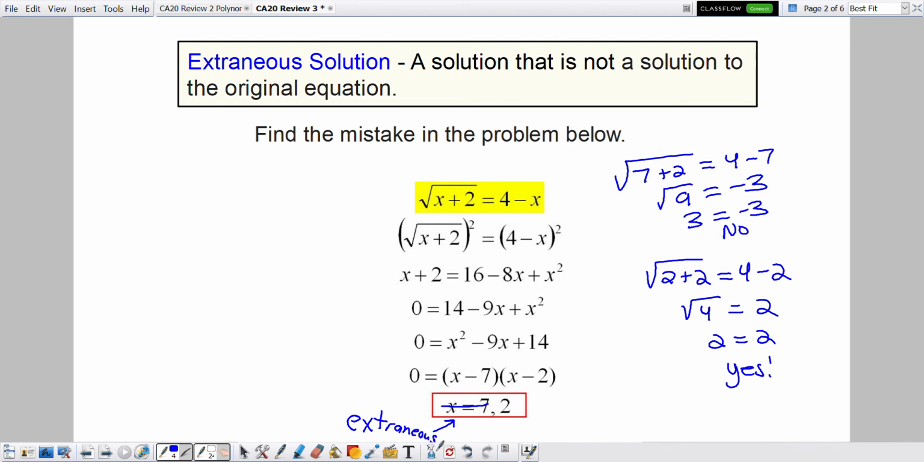Okay, it's an extraneous solution. The only one that works is 2. The answer should only be x equals 2. And so that's one step you're going to want to do. You always want to check the answers, make sure they solve the original equation. You might get an answer that works when you do the math, but when you try it, it doesn't actually solve the original equation. So always check for extraneous solutions.